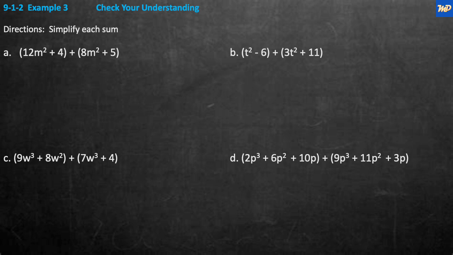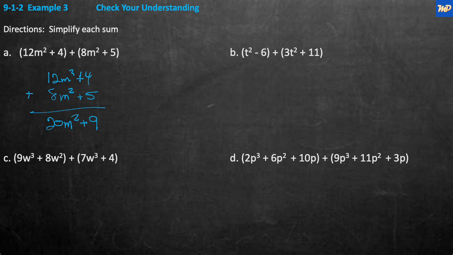So I'm going to write this: 12m squared plus 4. Oops, that's a plus right there. And it's plus 8m squared plus 5. So what does that equal? You have 12 and 8 is 20, is it not? 20m squared, and plus 4 plus 5 is 9. 20m squared plus 9.